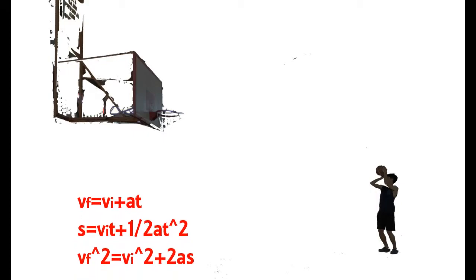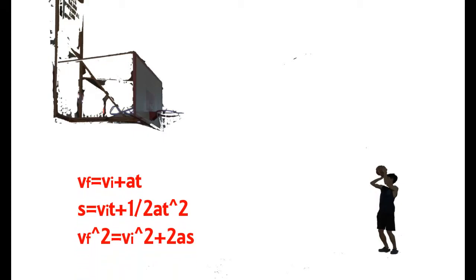In physics, there are three basic equations we can use to help us gather all parts of our situation. Those equations are: final velocity is equal to initial velocity plus acceleration times time. Distance is equal to initial velocity times time plus 1/2 acceleration times time squared. And final velocity squared is equal to initial velocity squared plus 2 times acceleration times distance.